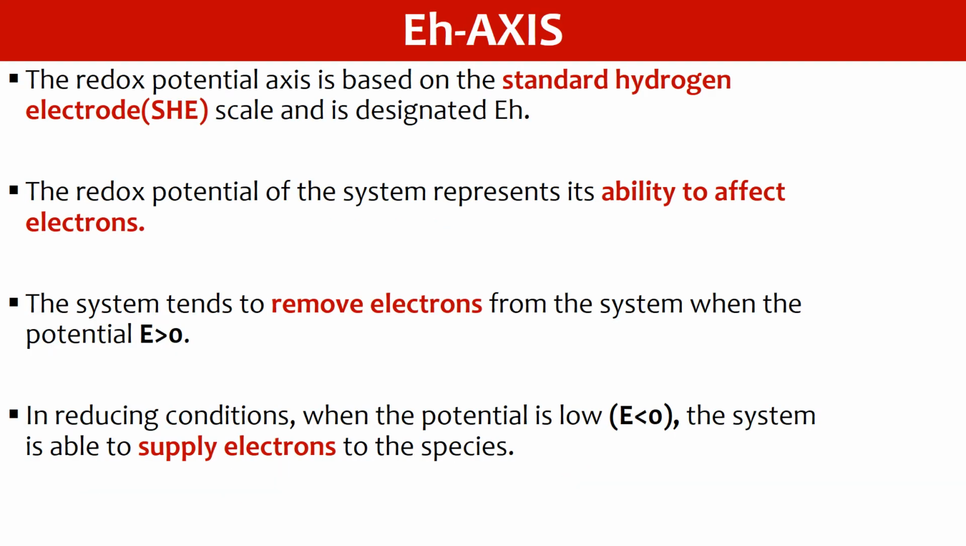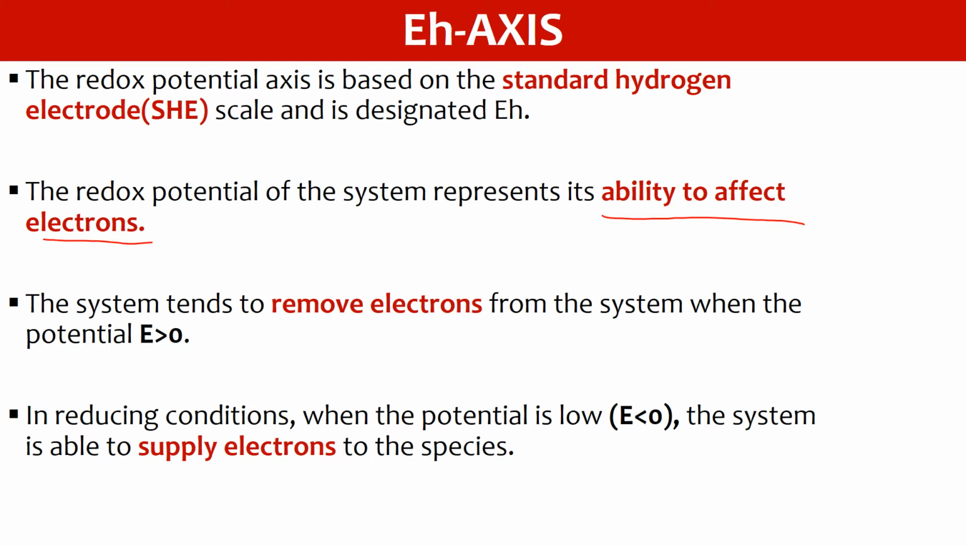So, what does the EH axis signify on the Pourbaix diagram, or on the EH-pH diagram? The EH, the redox potential axis, is based on the standard hydrogen electrode potential scale, and it is designated EH. So what does this mean? The redox potential of a system represents, most importantly, its ability to affect electrons, either to supply or to remove electrons.